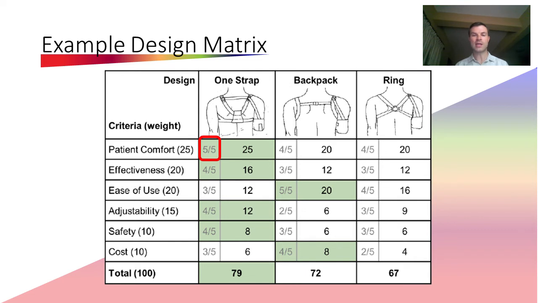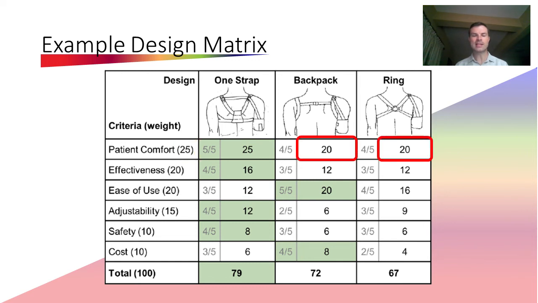And so when you take 5 divided by 5, that equals 1, and then you multiply it by 25, which is the weight of the criterion, and then the one strap solution gets a score of 25. If you look over at the backpack and the ring solutions, they received scores of 4 out of 5 for patient comfort. And so 4 out of 5 is equal to 0.8. And when that is multiplied by the criterion weight of 25, then the final total scores of the backpack and the ring solution is equal to 20.